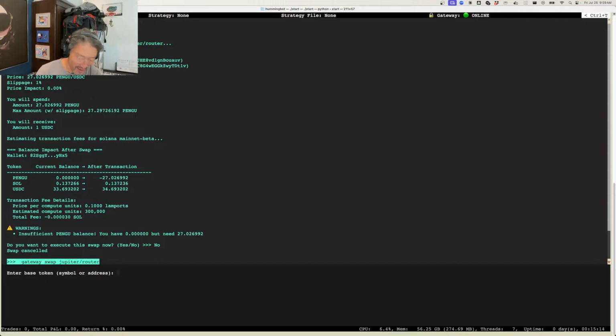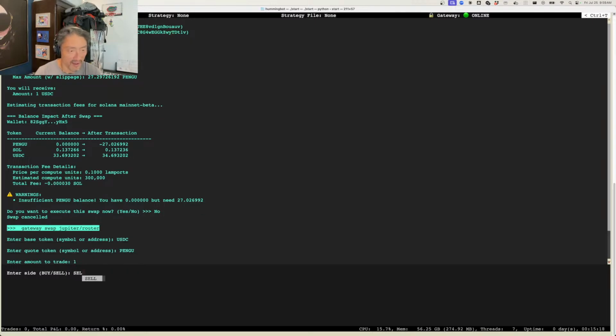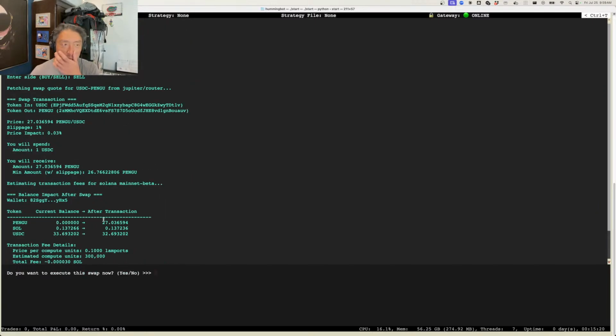So yeah, let's do that again. USDC Pengu 1, and then we want to sell. Okay, so yeah, this is actually right. We're actually spending USDC to receive Pengu. The minimum amount we get will be less than the actual amount, possibly due to slippage. But it's actually unlikely because the price impact is supposed to be very low here.